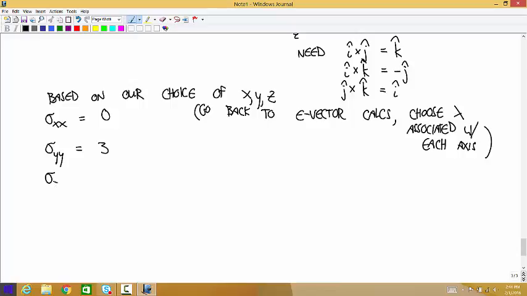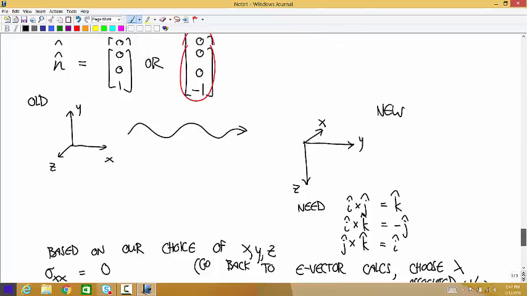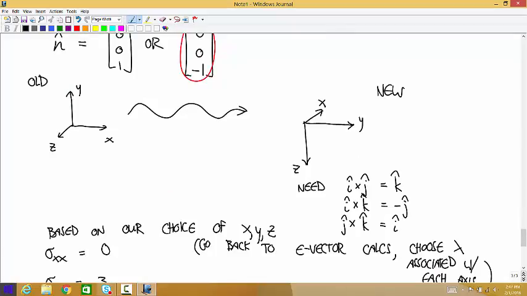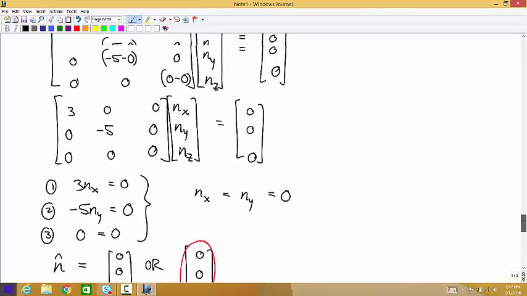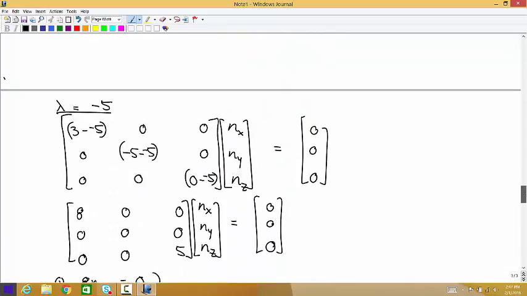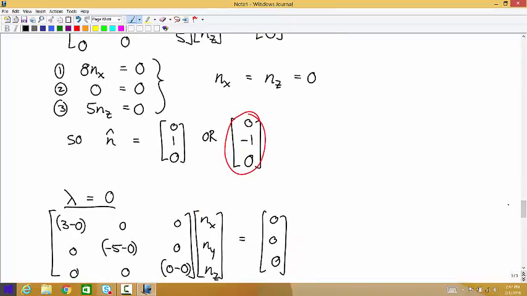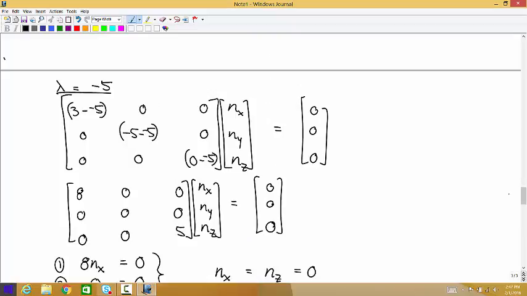And then for our zz, that is the one in this coordinate system that is 0, negative 1, 0. And that's negative 5.